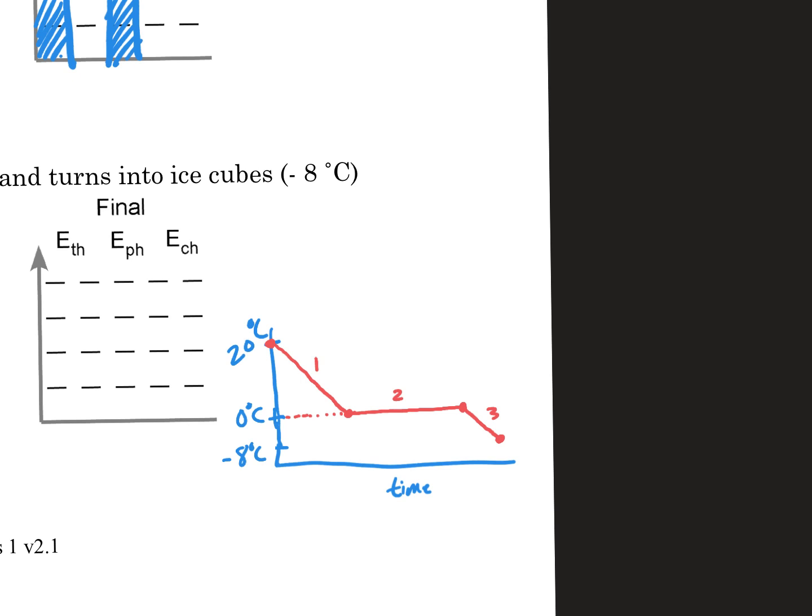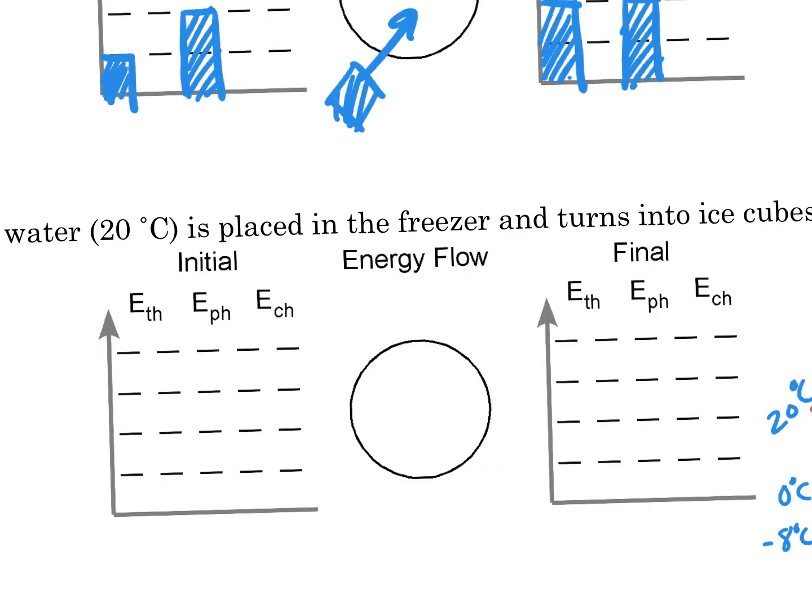So let's first establish that we are going to bring the temperature down from 20 degrees Celsius all the way to minus 8 degrees Celsius in this entire process, right? We're going from 20 to minus 8. So we're going to start at a relatively warm temperature. Let's call it room temperature. And then we're going to go to minus 8.